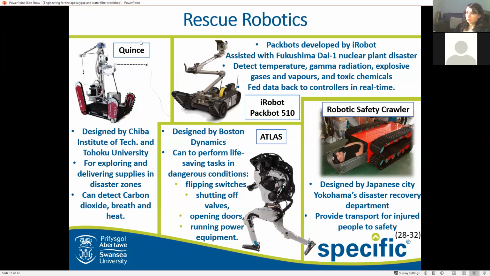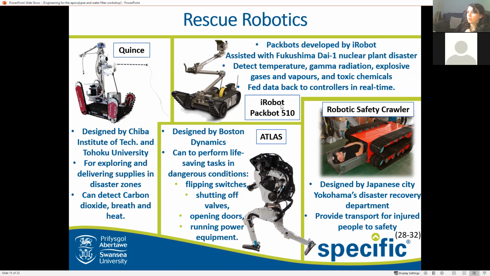So we'll start with Quince, which was designed by Chiba Institute of Technology and Tohoku University. So this was designed for exploring, to have a look around a variety of terrains and identify where people were, and also to deliver supplies, as it has a few arms that things can be attached to when in disaster zones. It also has a few detectors attached to it, so it can detect things such as carbon dioxide, breath, and heat through infrared cameras, which enable it to both identify people and have live feedback to its operator, so they know where they need to go to actually help those in need.